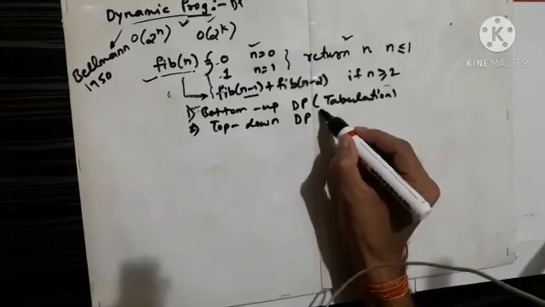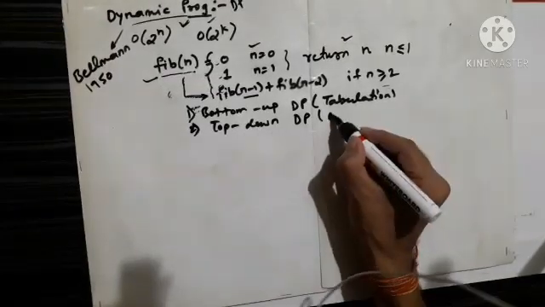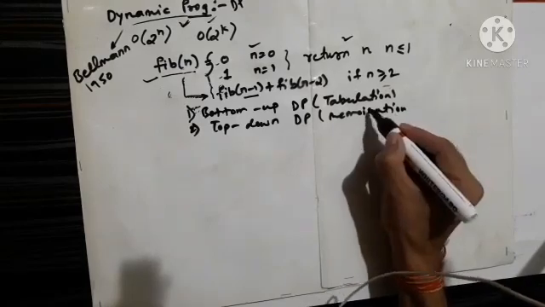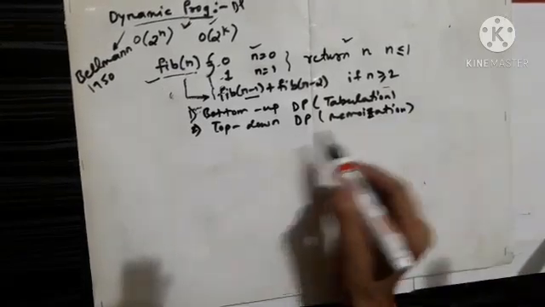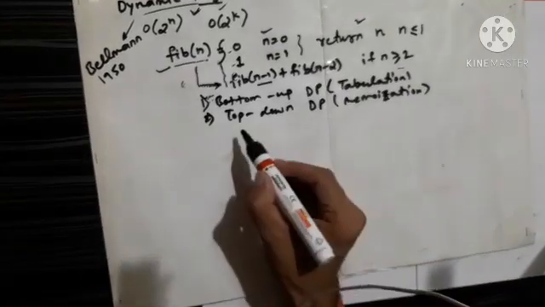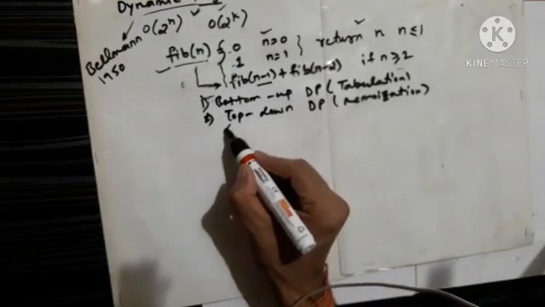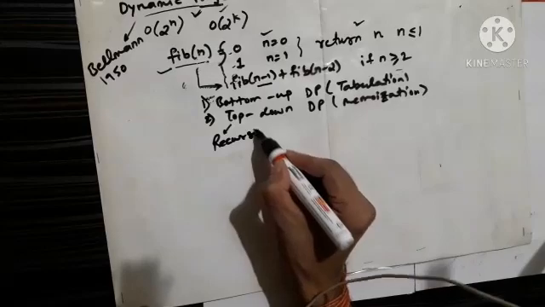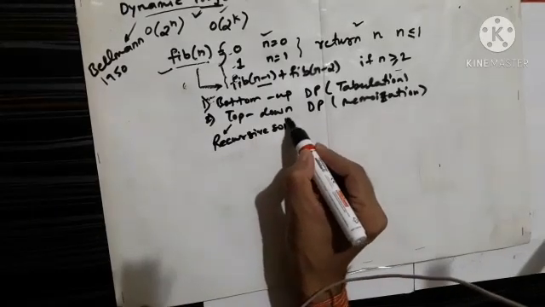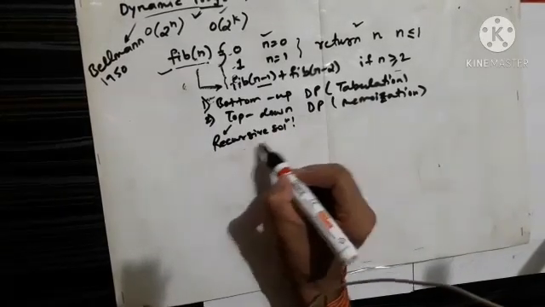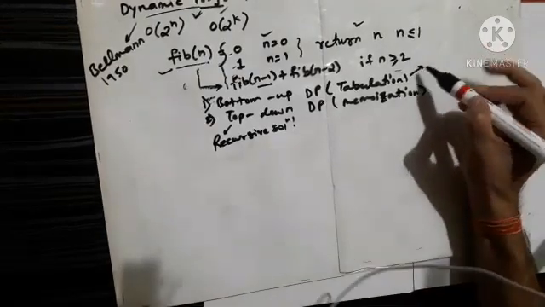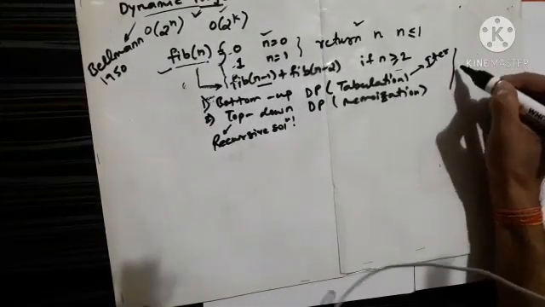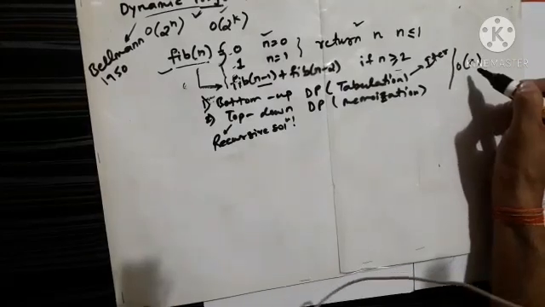So what is this? I am telling you, top down DP is known as memoization. Okay, it is memoization. So what do we have to do in top down DP? In top down DP we use a recursive function to solve the coding problem, and in bottom up DP we use an iterative solution. Both solutions give me a time complexity of big O of n.